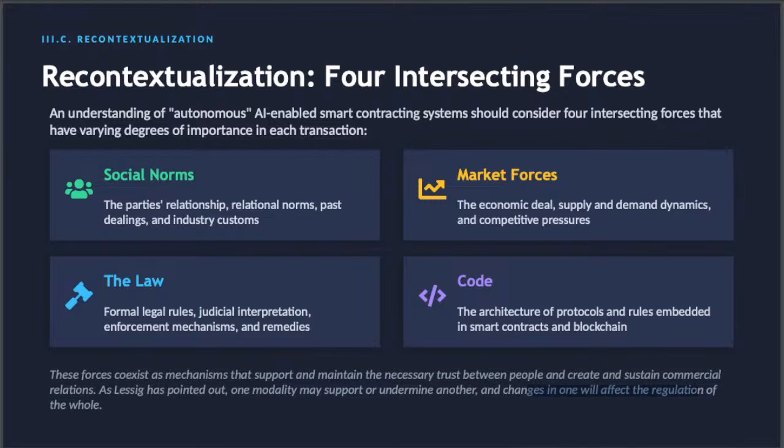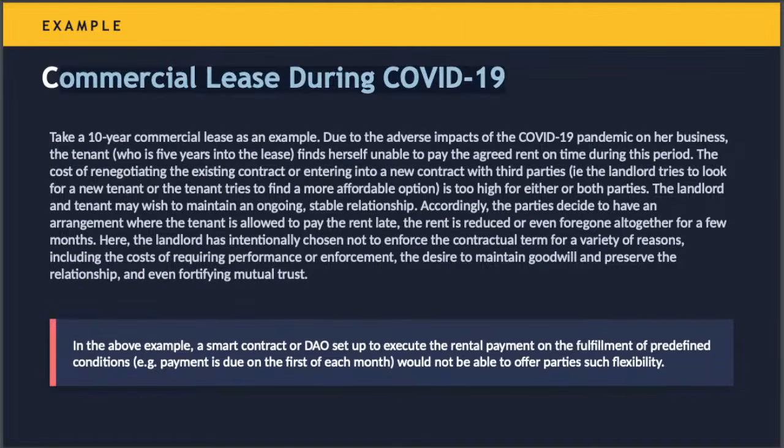Let's move along. Let's look at a commercial lease during COVID-19. Take a 10-year commercial lease as an example. Due to the adverse impacts of the COVID-19 pandemic on her business, the tenant, who is 5 years into the lease, finds herself unable to pay the agreed rent on time during this period. The cost of renegotiating the existing contract or entering into a new contract with third parties, for example, the landlord tries to look for a new tenant or the tenant tries to find a more affordable option, is too high for either or both parties.